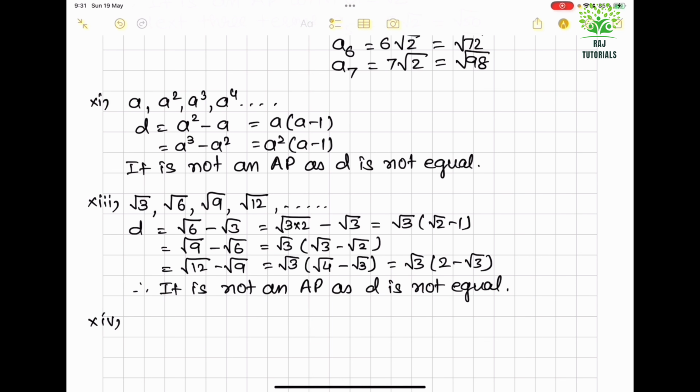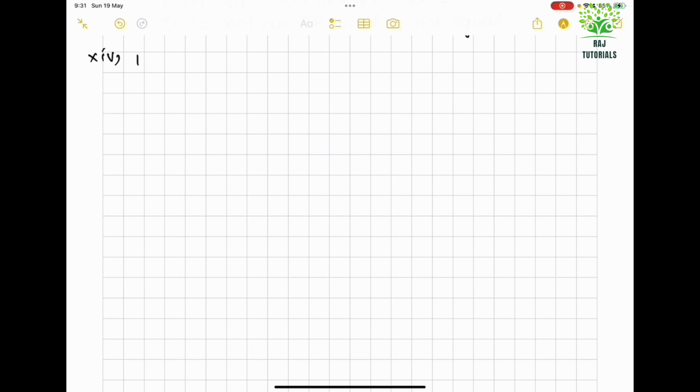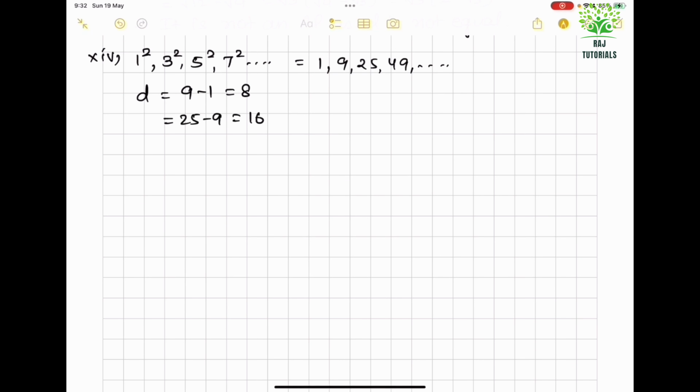Then the 14th says 1 square, 3 square, 5 square, 7 square. Or this I can write as 1, 9, 25, 49, and so on. So d will be 9 minus 1, that is 8. 25 minus 9, that is 16. Therefore, it is not an AP as d is not equal.